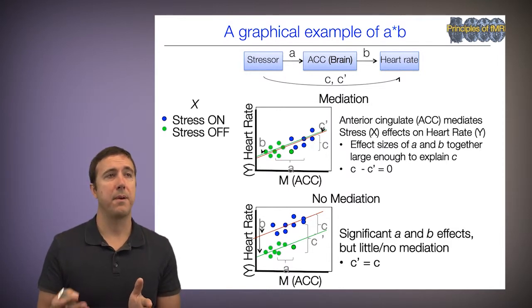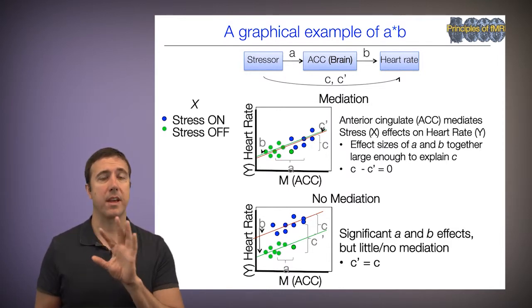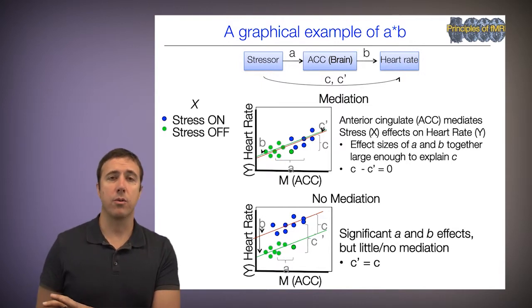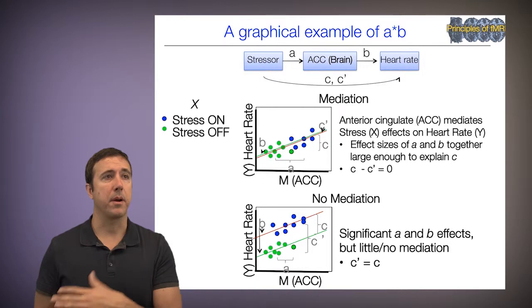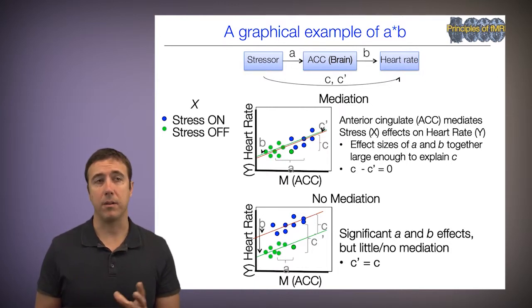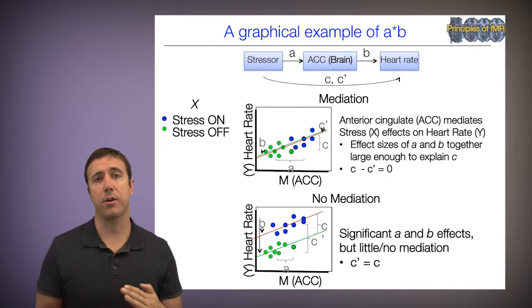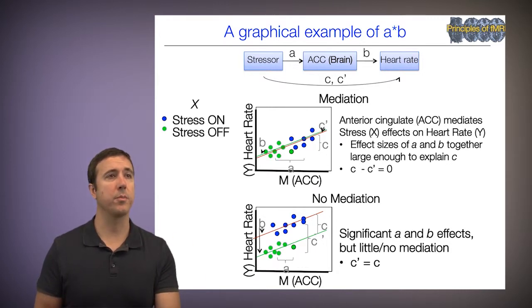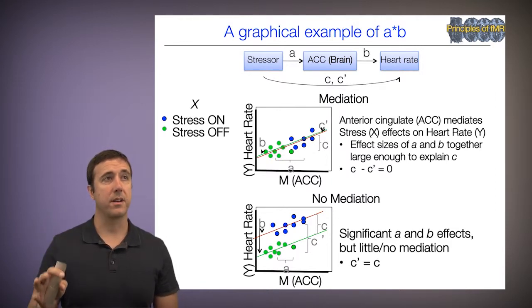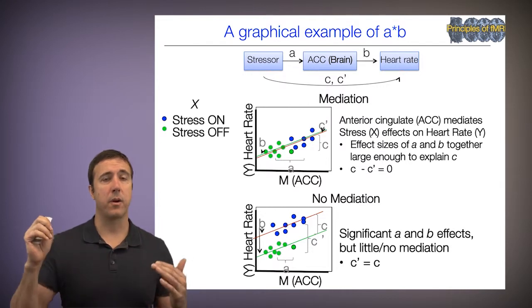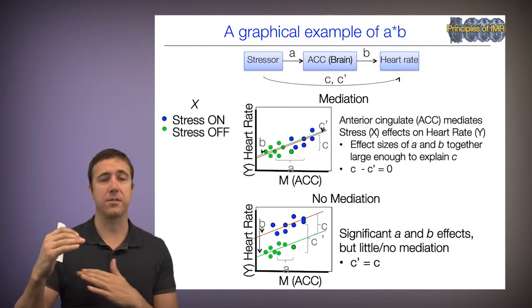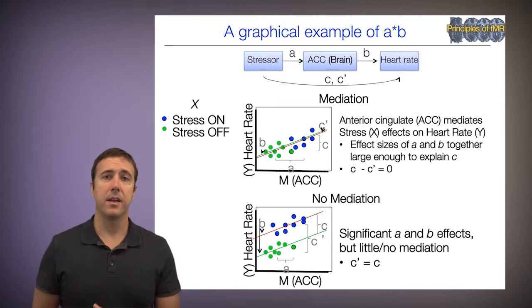effect. The path B effect is the effect of anterior cingulate activity on heart rate controlling for the stressor. So this ends up being a parallel slopes line, or an ANCOVA model. And we can see the path B there is the slope of that line on average across the two groups. So that's positive. The more anterior cingulate, the greater the heart rate controlling for group. Path C is just the simple effect of stress on heart rate. So that's whether the blue dots are higher than the green on the y-axis, and indeed you see an effect here. And path C prime is the difference after you control for anterior cingulate, for the mediator.